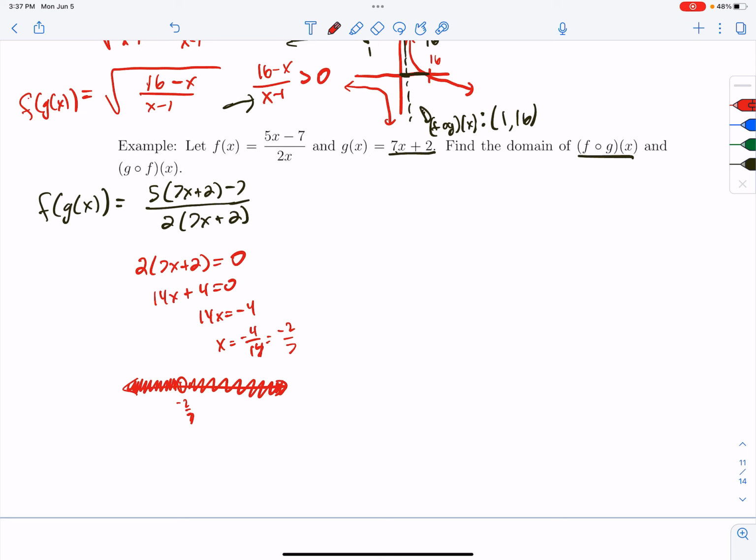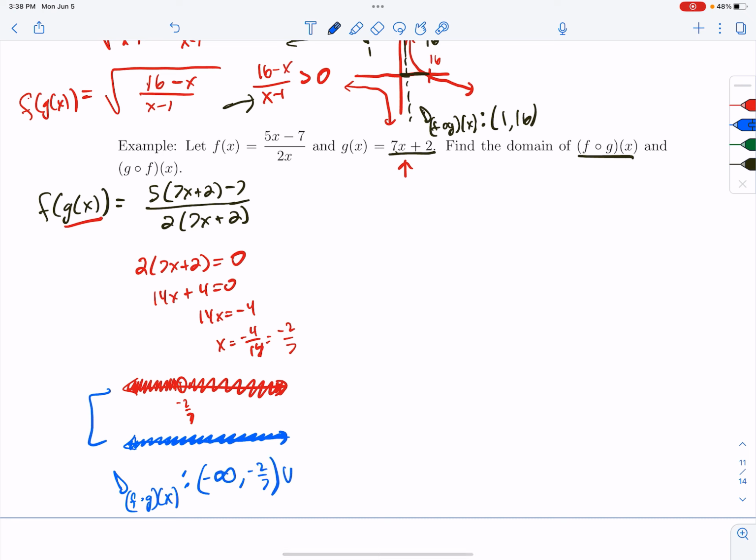And then the input function was g of x. So the domain of g of x, well, this is just a polynomial, which we love polynomials because the domain of a polynomial is all real numbers. So when I put these two together, I have these number lines are shaded everywhere except at negative 2/7. So the domain here for f circle g of x is negative infinity to negative 2/7. I don't include negative 2/7, union negative 2/7 to infinity.